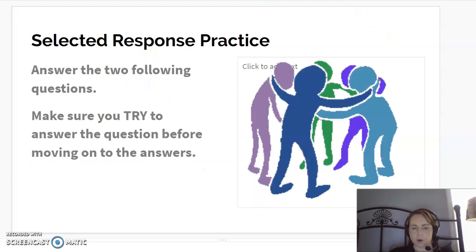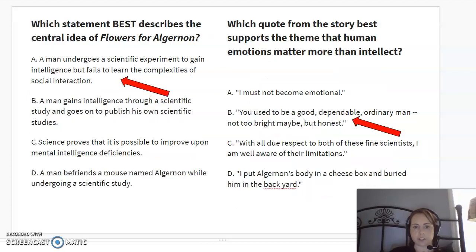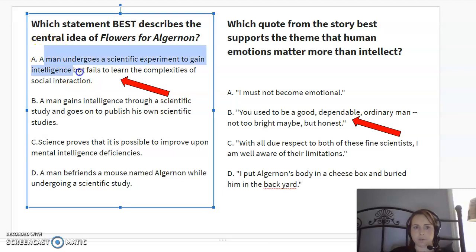Now, what I want you to look at on your paper is how this might show up in multiple choice questioning, because sometimes when you take a test, these words, central idea and theme, seem to be used as synonyms, but they're slightly different. There's some subtleties there. So here's two questions. These are on your paper. Which statement best describes the central idea of Flowers for Algernon? I want you to read through all of these, but the correct answer would be A.